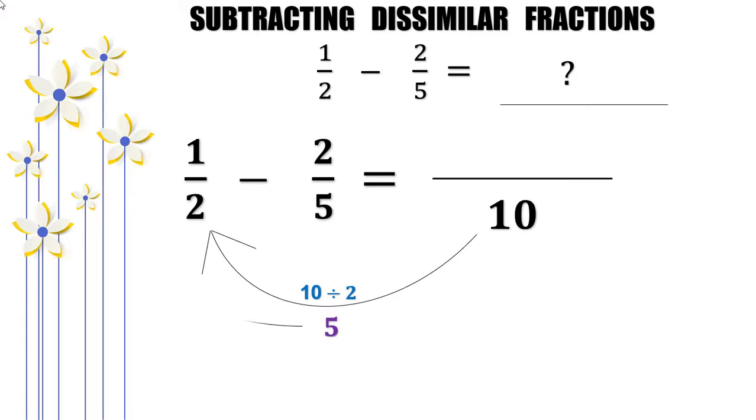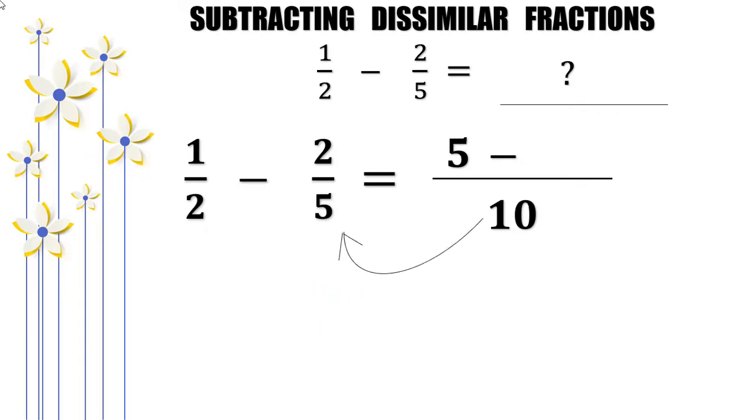Then, we multiply the result to the numerator. That is 5 times 1, giving us 5. We write the answer to the right side of the equation and copy the operation. We proceed to the next fraction, 2/5. Divide the LCD by the denominator. That is 10 divided by 5, giving us 2.